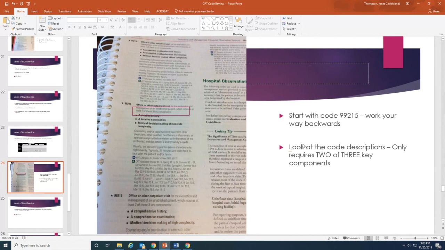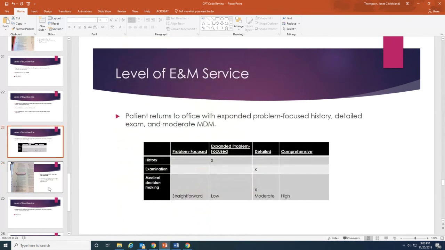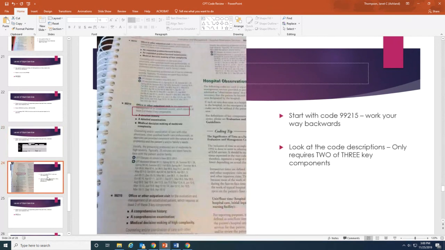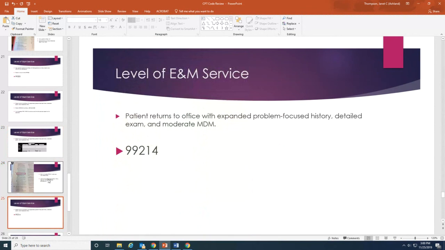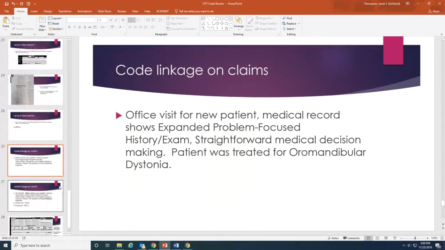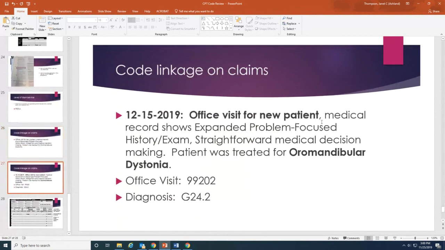So it has the correct level of history, exam, and medical decision making, where our history we can be a little flexible on because we only need 2 of the 3 key components. So that leaves us with 99214. And then the very last thing I was going to touch on in this review is code linkage on claims. I've talked about this pretty frequently already, so it wouldn't hurt to do another extra review.